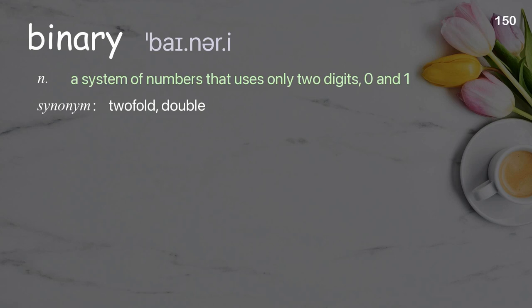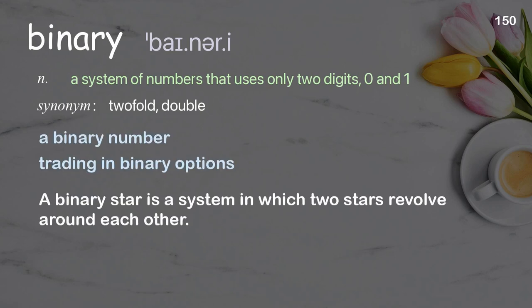Binary: a system of numbers that uses only two digits, 0 and 1. Examples: a binary number, trading in binary options. A binary star is a system in which two stars revolve around each other.